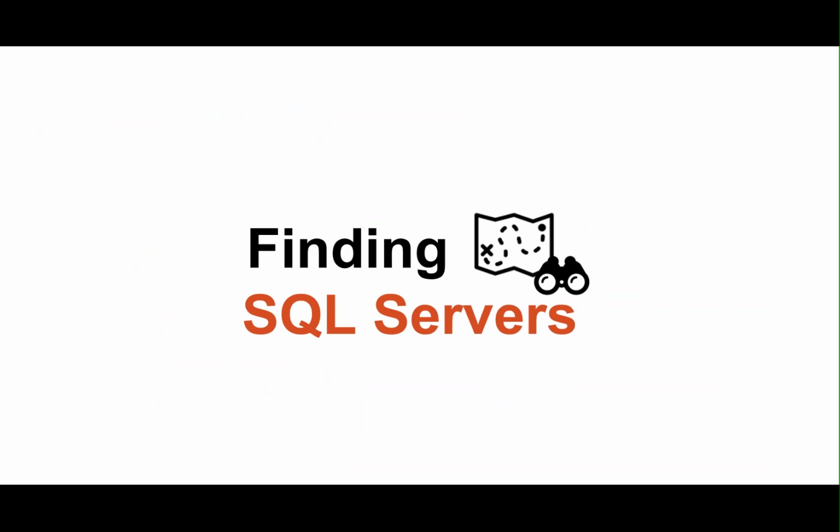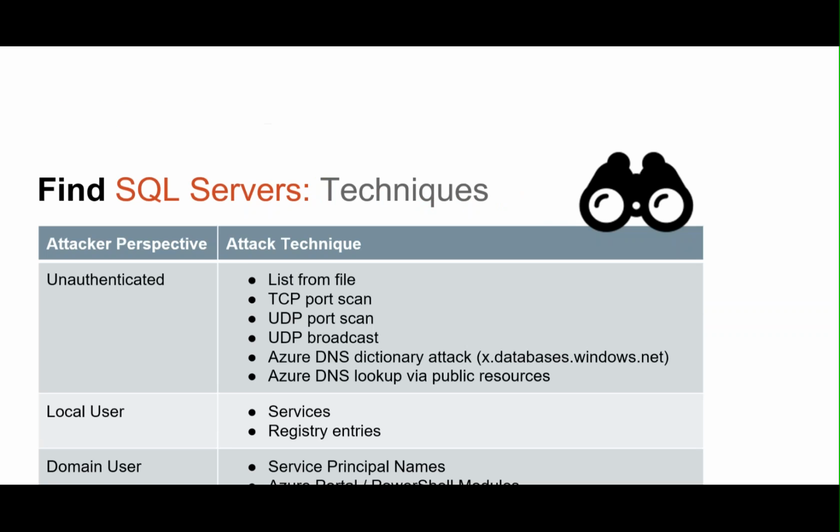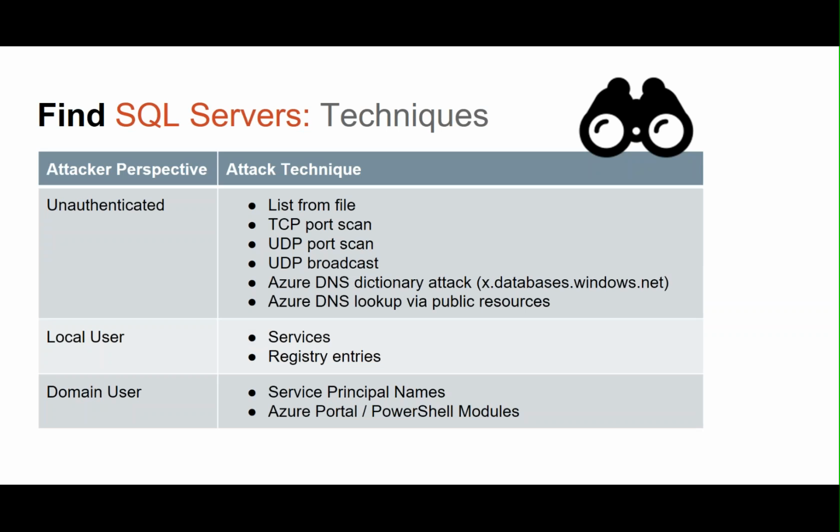So with the basics out of the way, I thought I'd talk about finding SQL servers, because it's pretty hard to attack them if you don't know where they are. I've broken this out by attacker perspective on the left, and then the general common techniques on the right. From an unauthenticated perspective, an attacker trying to find your databases will use a lot of standard scanning methods: TCP, UDP, and UDP broadcast methods that have been around forever.